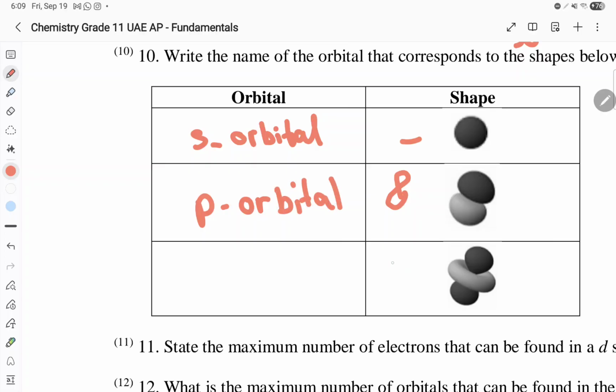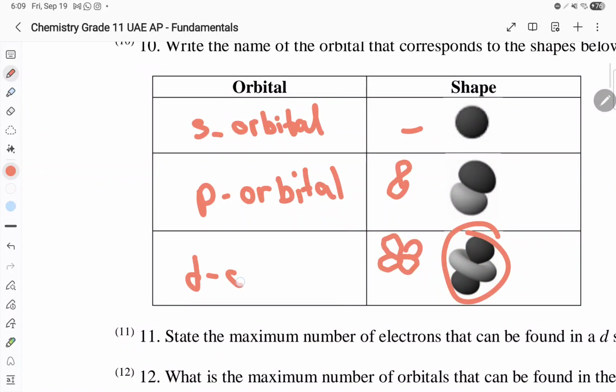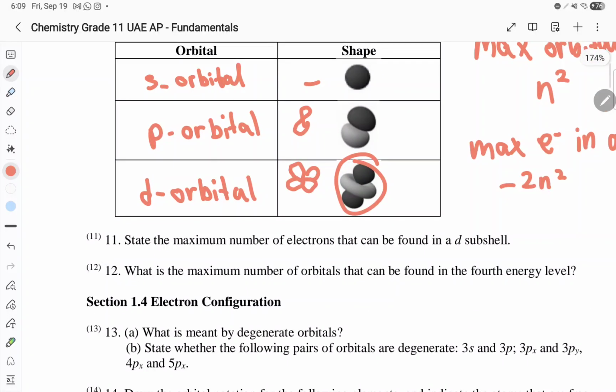And if it looks like a 4-leaf clover, or this, it is the d orbital. And if it is a weird complex 3D shape, it's the f orbital. I don't think they're ever gonna ask us it though.